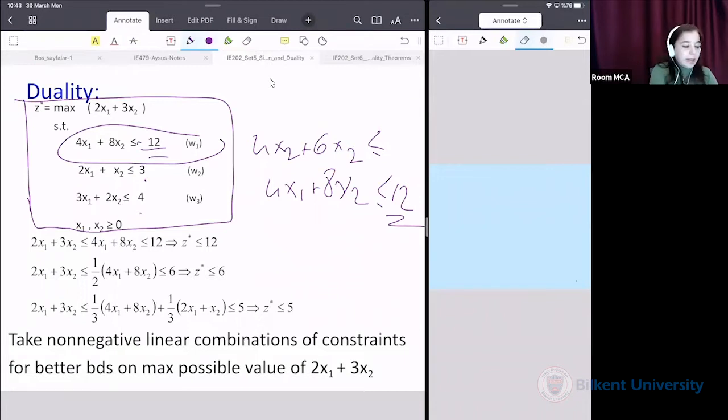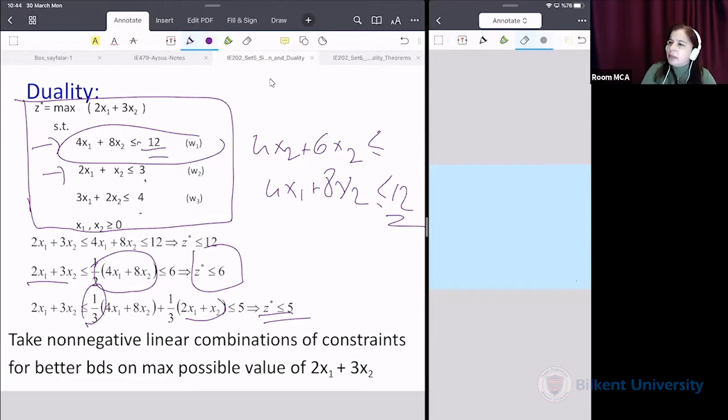Or let's look at the second constraint and what I can do to make it similar to my objective function. If you multiply the second constraint by 1.2, you're going to get 2x1 plus 4x2, which is still larger than my objective function. So apparently, I cannot be more than 6. Or there's another one, where we multiply the first constraint by 1 over 3, and the second constraint by 1 over 3 again. Apparently, we cannot be larger than 5.